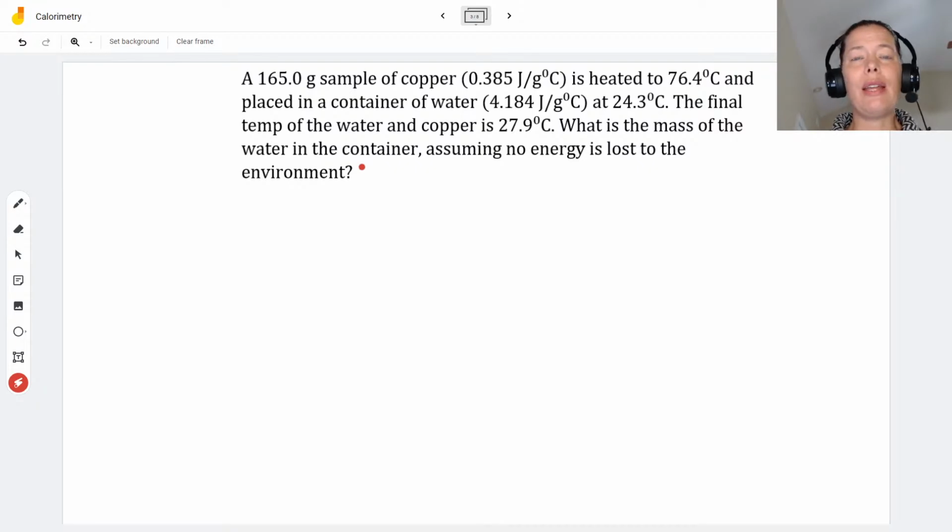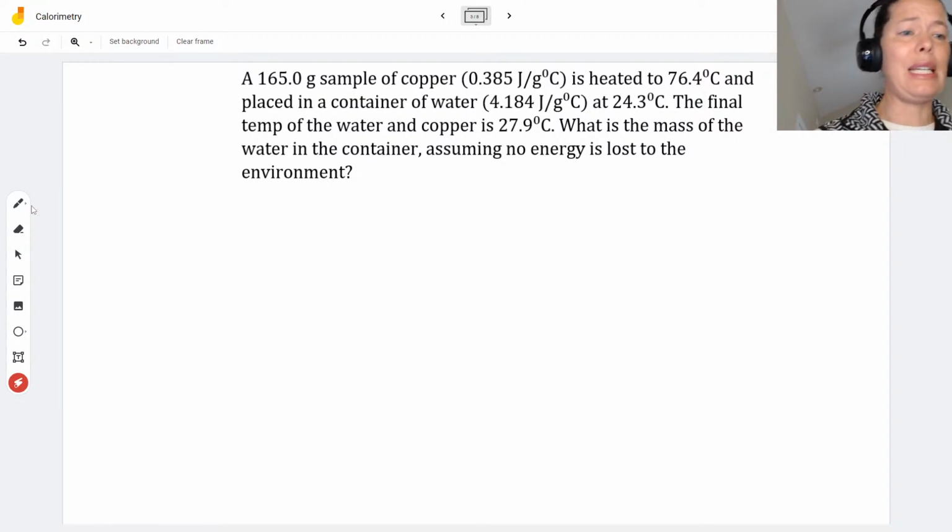Sometimes the problems will say this was done in a calorimeter, or sometimes a coffee cup calorimeter, but you assume that you haven't lost at least a significant amount of heat to the environment. Now, of course, in real life, you do lose some heat to the environment, but this is going to simplify our equation tremendously by assuming that there is going to be perfect heat transfer from this hot sample of copper to the water. So we assume all the heat from the copper is transferred to the water perfectly, and we haven't lost any to the environment.